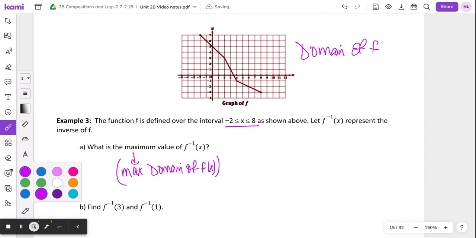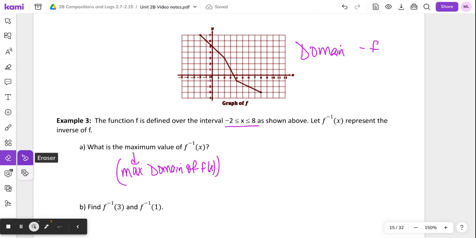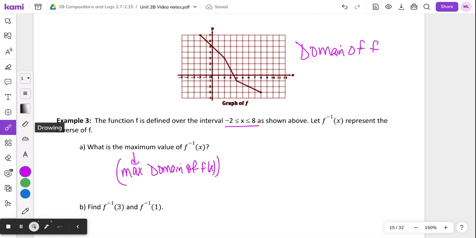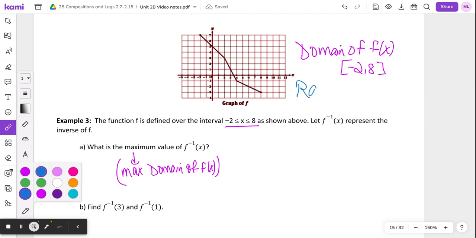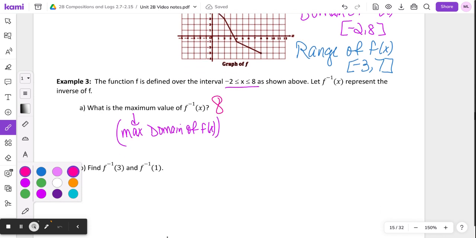Because the domain of f of x is -2 to 8. And the range of f of x would be -3 to 7. So those switch for the inverse. So the maximum domain value of f is 8. So then that means the maximum value of f inverse would be 8.